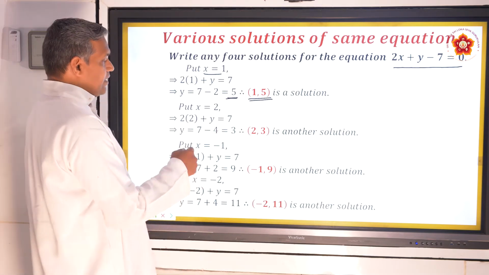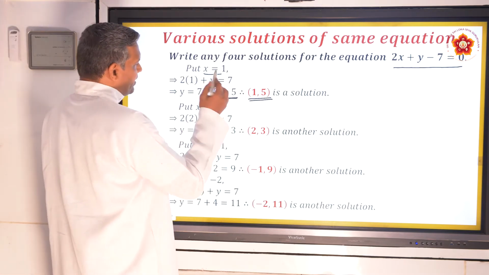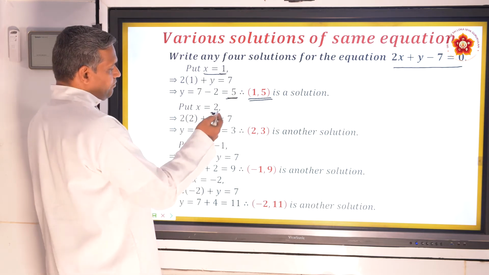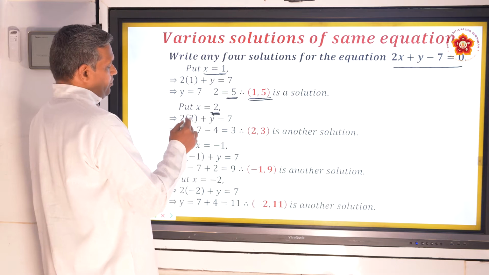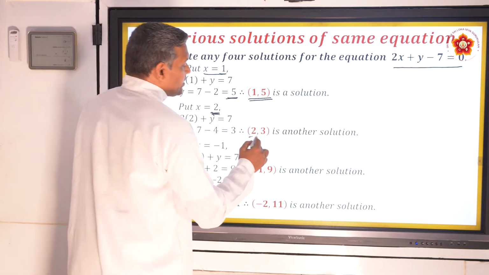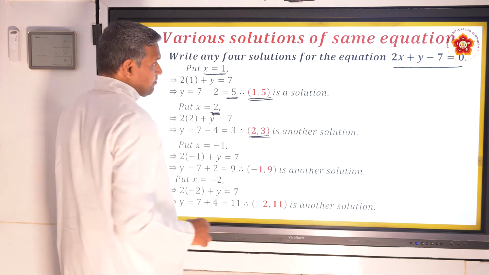Let's look into the second one. Put x = 2. Try the hit and trial method, or whatever you call it. So 1 I have put and 2 I am putting now. If I substitute 2, 2 twos are 4. So when I transpose, 7 minus 4 is 3. So (2, 3) is also another solution which satisfies the same condition.